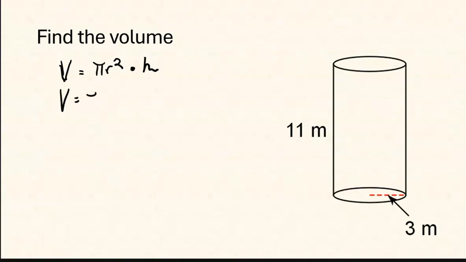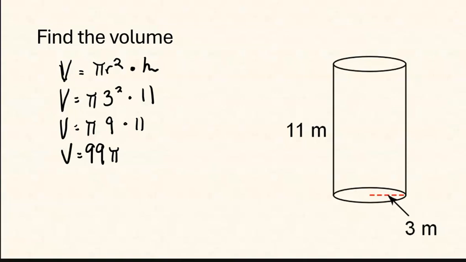Now, I'm going to plug this in, and we're going to get V equals pi times 9 times 11, and now I'm just going to keep this 99 pi and just move on. We'll call this meters cubed, just for good measure. Some teachers make a big deal about adding the units cubed. I personally am not one of them, though I acknowledge the importance of adding units. Okay, now let's move on to the sphere.